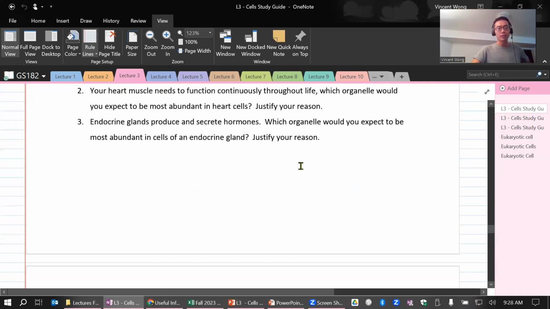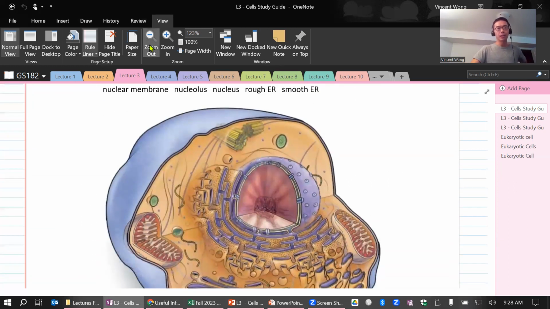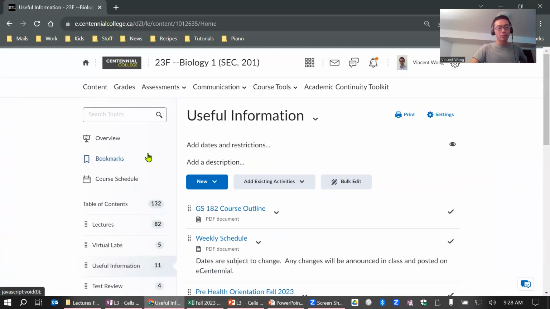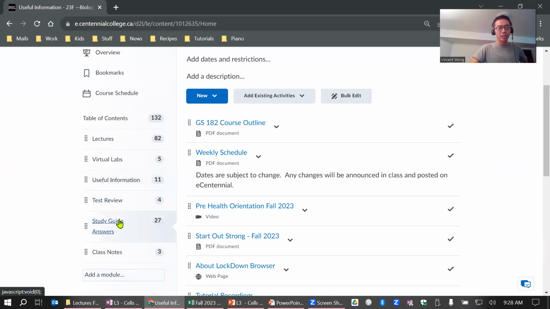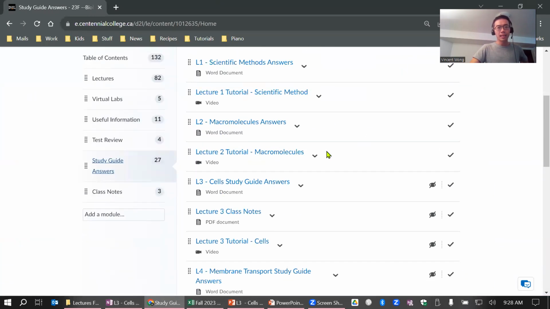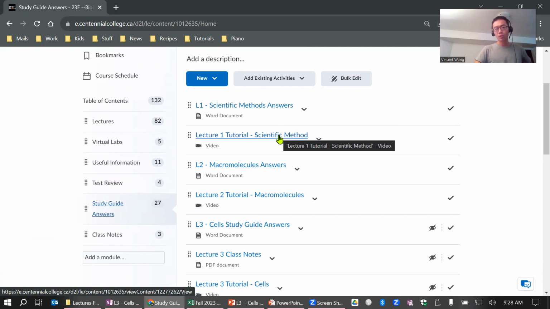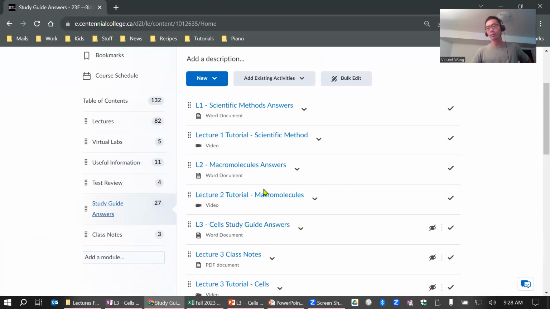There are a lot of good questions to do here. I'll post the answers after class, of course. And then there is a diagram for you to work on as well. Now, I said this before, I don't know if you heard me the first time. When you see the study guide, not only will there be the Word document with the answers in it, there's also a video that you can watch. These are older recordings of me going through the study guides with the class, so you can use those as well. It's not uploaded yet for lecture 3. I will do it after class. Lectures 1 and 2 are available for now.